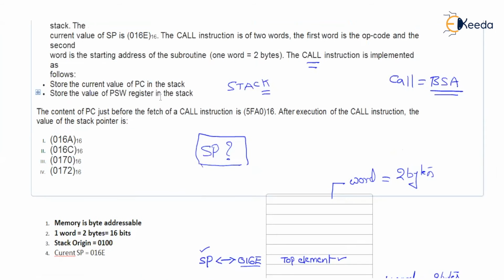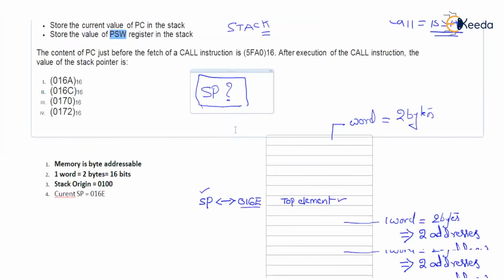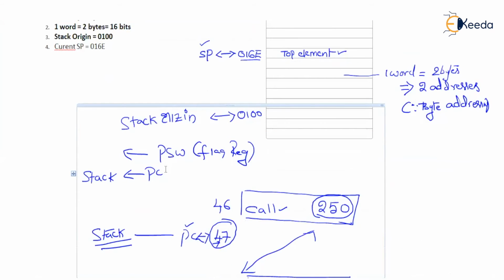When a call instruction gets executed, two elements will get pushed into the stack. One is the value of the program counter, and one more is the value of the PSW. That is, when a call instruction is executed, the stack will be added with two elements: PC and PSW.